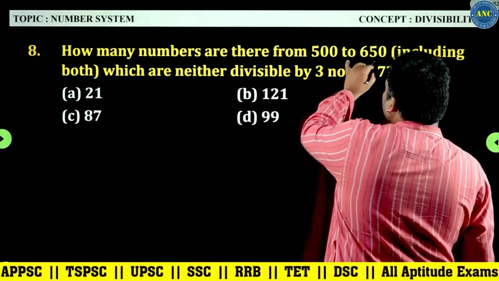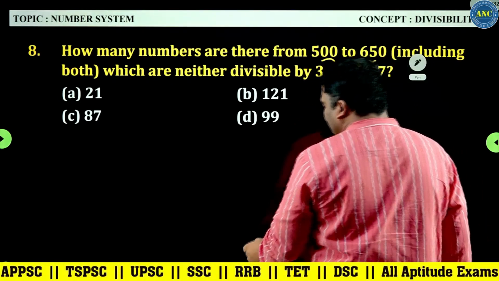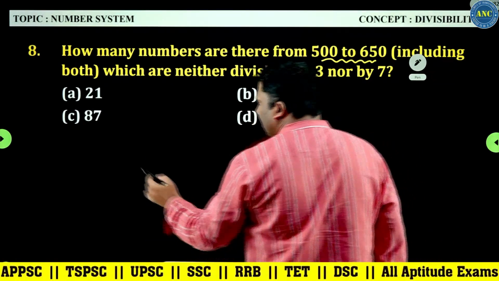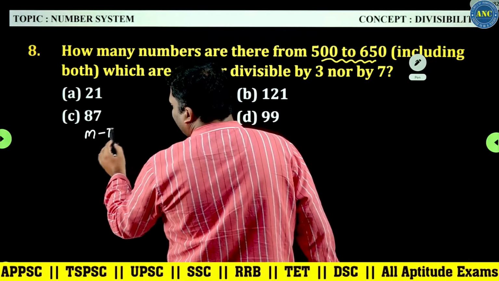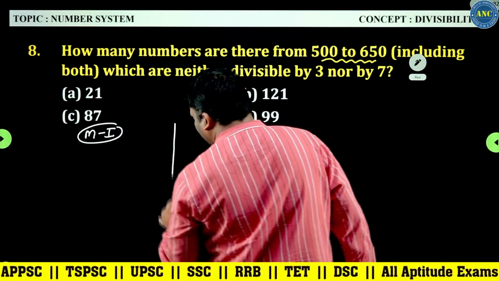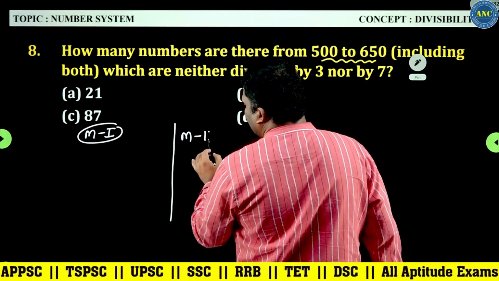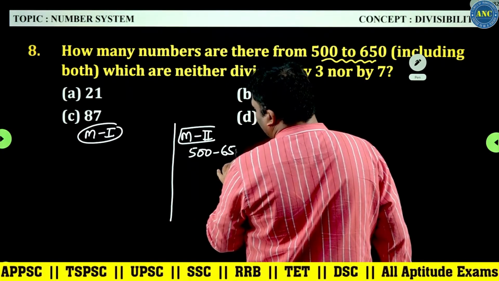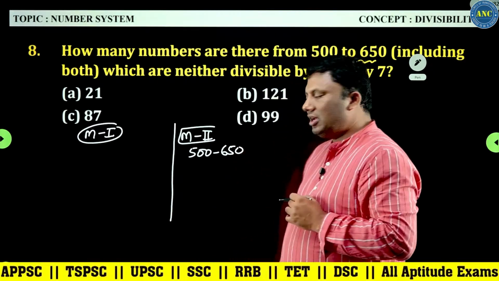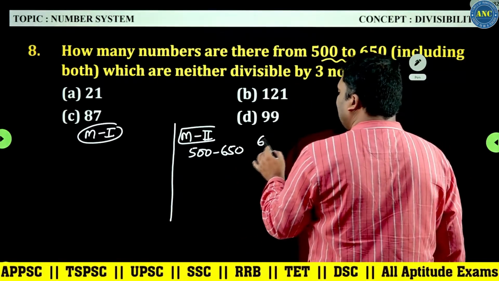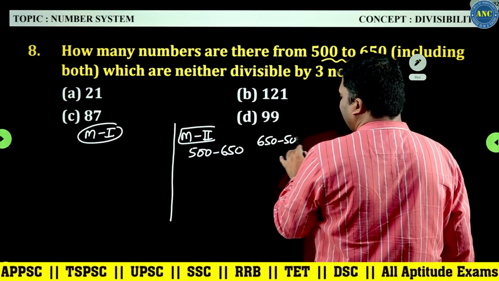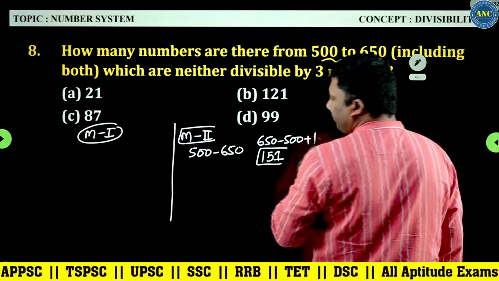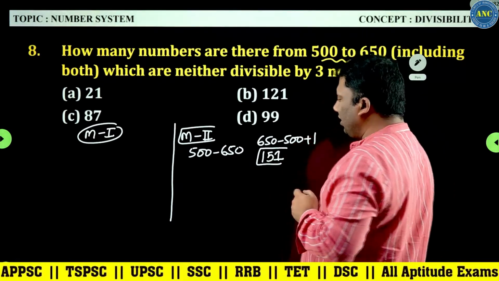Now see here. How many numbers are there from 500 to 650? There is method 1 and method 2. Method 2 is a very easy method. Totally from 500 to 650, how many numbers are there? Highest value minus lowest value plus 1, 650 minus 500 plus 1. Totally 151 numbers are there.